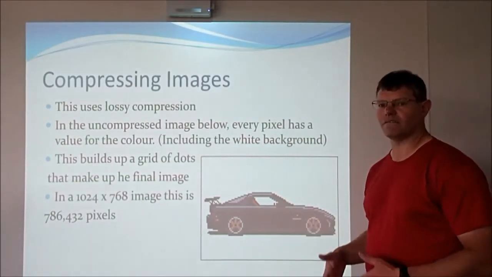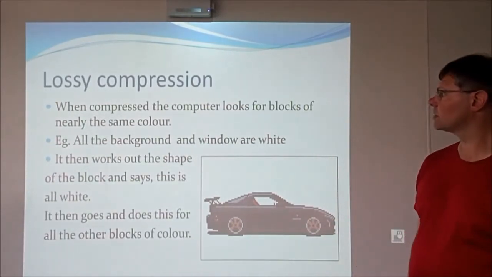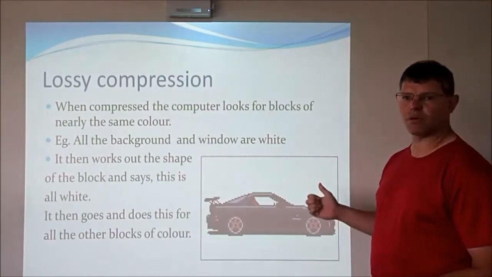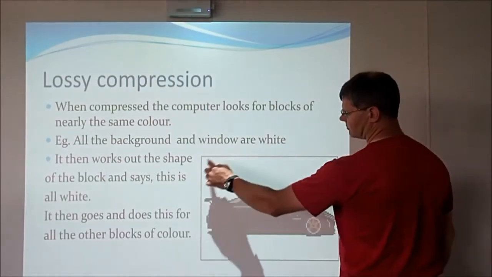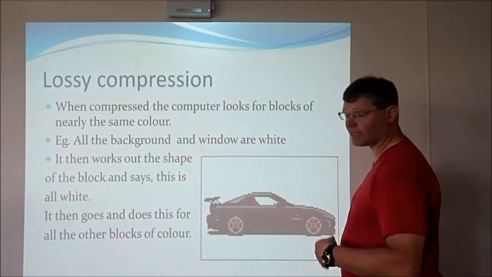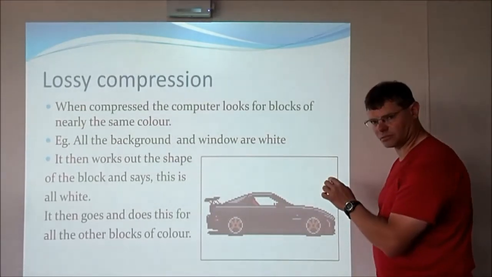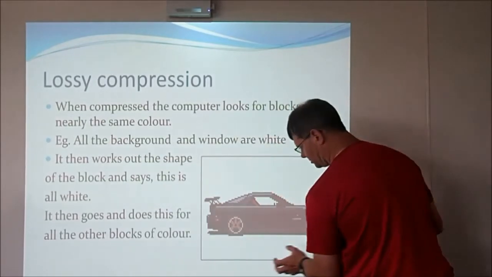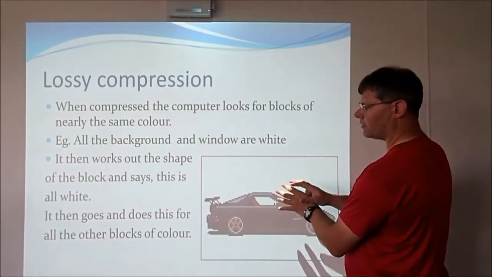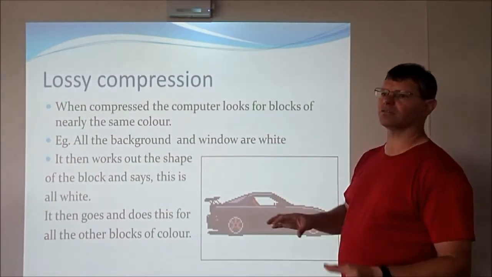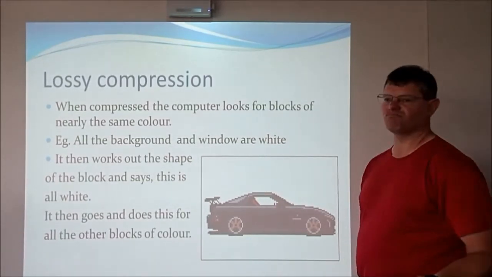Now that's not a very efficient way of doing things. So, when you do lossy compression, the computer will look for blocks of the same colour. For example, it will say, all of this stuff in the background and the window, that's all white. So rather than saying, well, this pixel is white, and this pixel is white, I'm going to say all of this shape here, and the window shape, are all white. So you put that block aside and say, all those blocks are white. So you only have to say, this bit is white, this bit is white, this bit is white, and that's it.